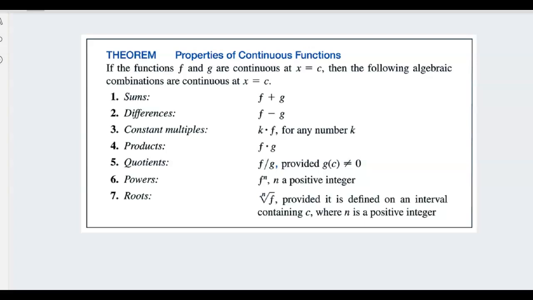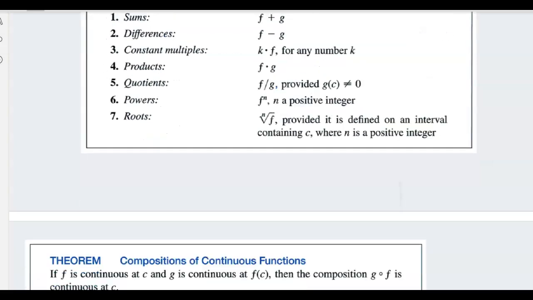These properties are probably pretty easy to understand. If we have two functions that are both continuous, we can add them together to get another continuous function, or we could subtract them to get another continuous function, and so forth. So combining the two functions algebraically will result in another continuous function.